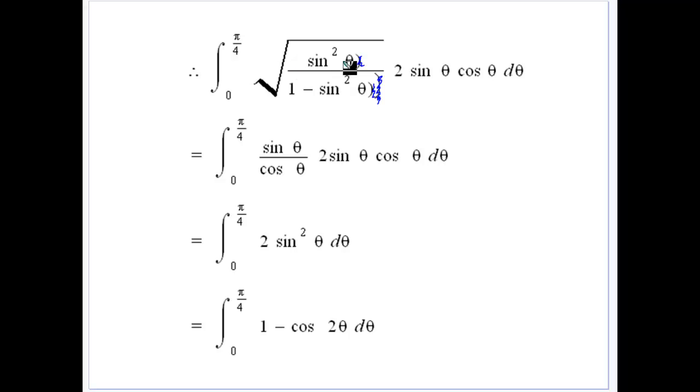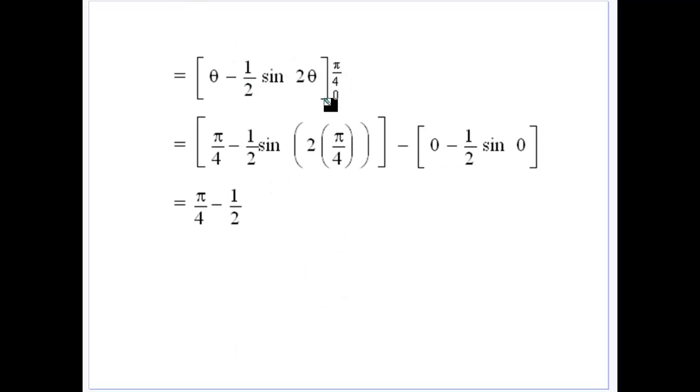Do our substitution: sin squared theta over 1 minus sin squared theta, times 2 sin theta cos theta d theta. So again, that'd be cos squared theta, and we take the square root of both, which gives us sin on cos, and the cos's cancel and gives us 2 sin squared theta, which makes it nice. That becomes a half minus a half cos 2 theta. That's the transformation of sin squared theta. The 2 obviously cancels with the half. Now we can integrate, substitute our values, and we get pi on 4 minus a half.